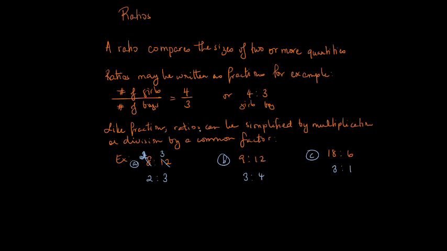Like fractions, ratios can be simplified by multiplication or division by a common factor. So look, we have 8 colon 12. This could be brought down to 2 and 3. 9 to 12, 3 to 4, and then 18 to 6. We could get 3 to 1. So we just look for a common factor that they can be divided by. Okay?